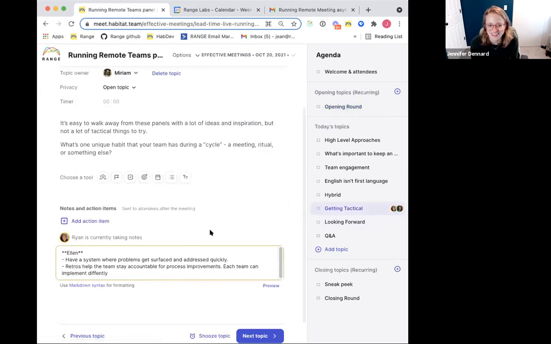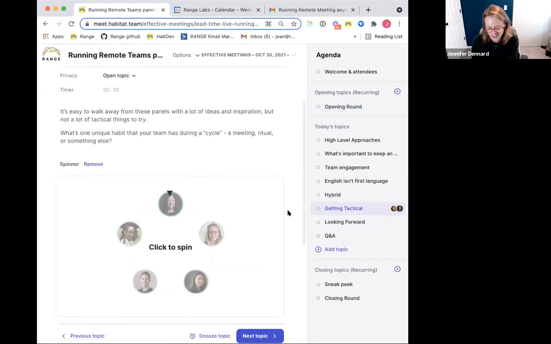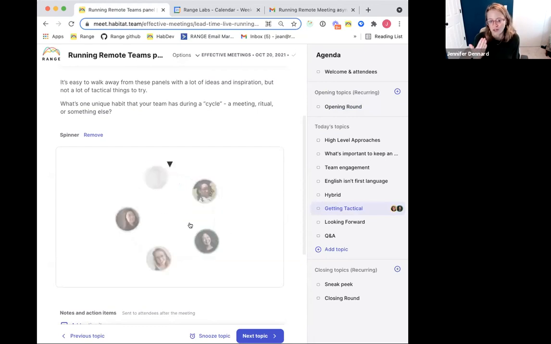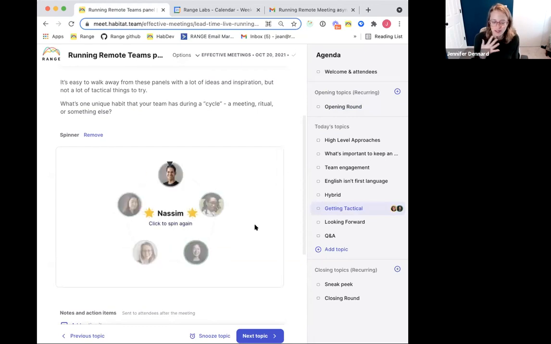Two things come to mind. One is we obviously use Range pretty religiously at Range. So we do daily or every few days check-ins. Those check-ins are about your work, what you're planning to do, what happened, and also how you're feeling. What's powerful there is this asynchronous foundation about what's happening on the team, which makes all of our other meetings better, because you're not trying to catch up during your one-on-one on what someone is doing.